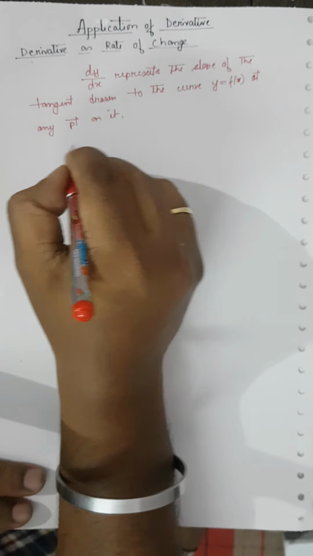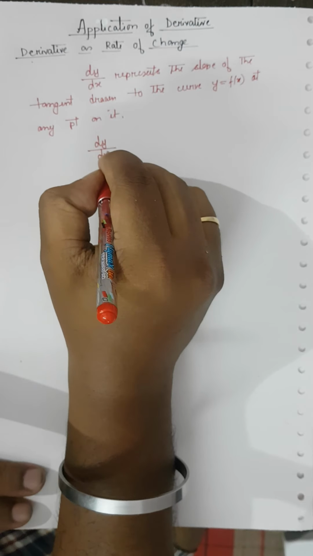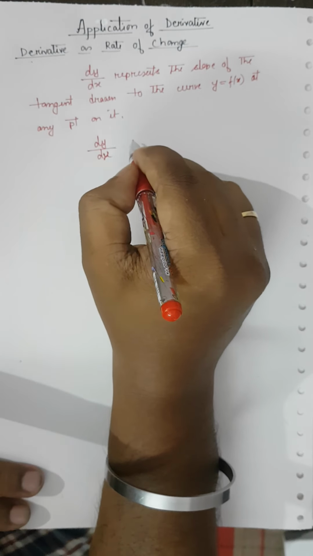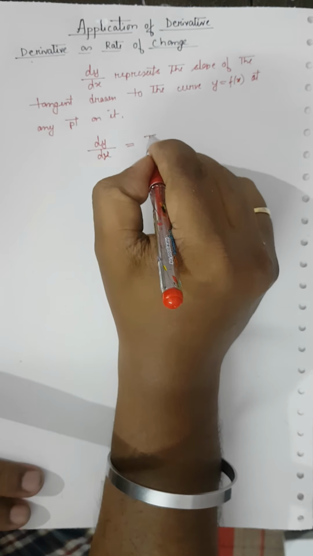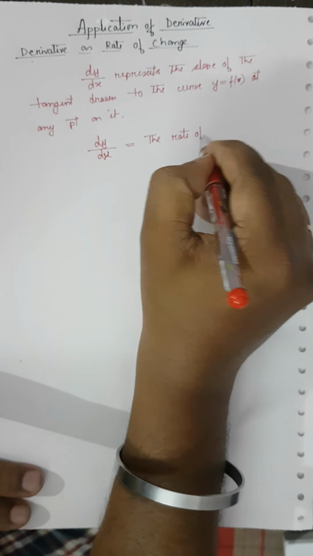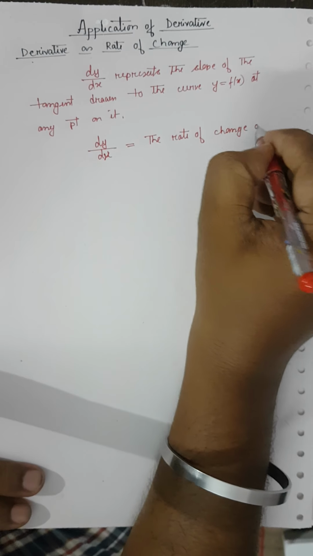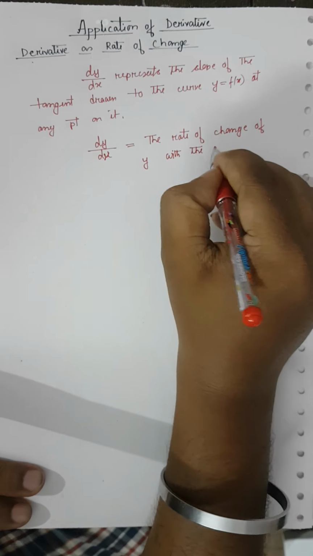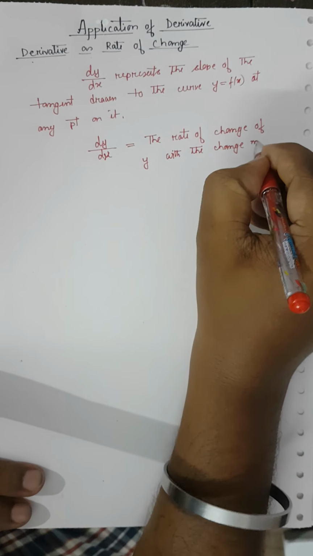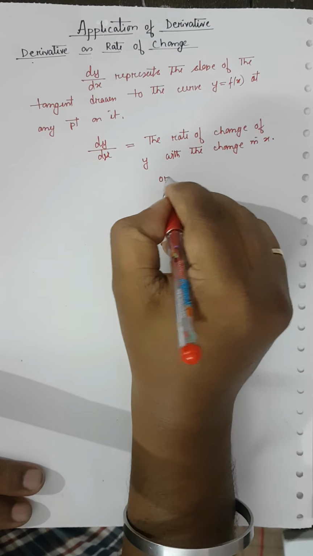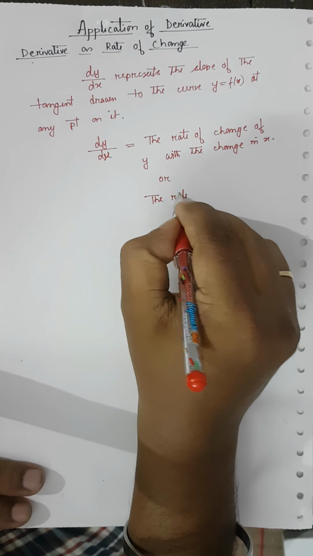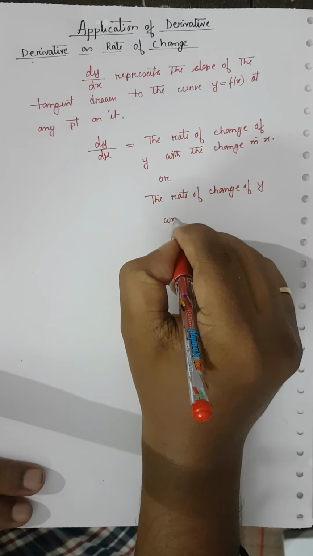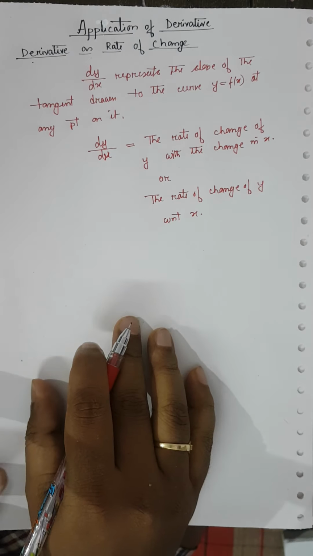Now derivative of y with respect to x can also be interpreted as the rate of change of y with the change in x, or you can say the rate of change of y with respect to x. Now we have to keep in mind some points.